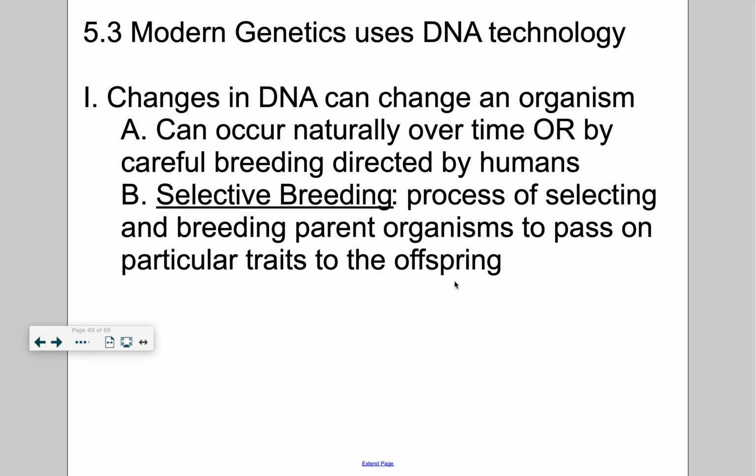They can occur naturally over time, or humans, through careful breeding, can direct how an organism can change over time. We call this selective breeding, the process of selecting and breeding parent organisms to pass on particular traits of an organism. We do this with a lot of animals. People do this with pigeons. Let me bring over a picture of pigeons with artificial selection.